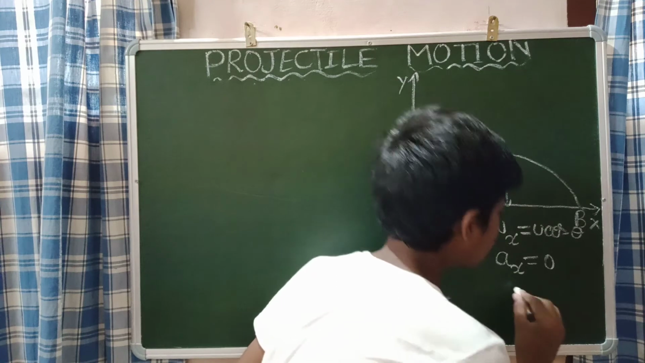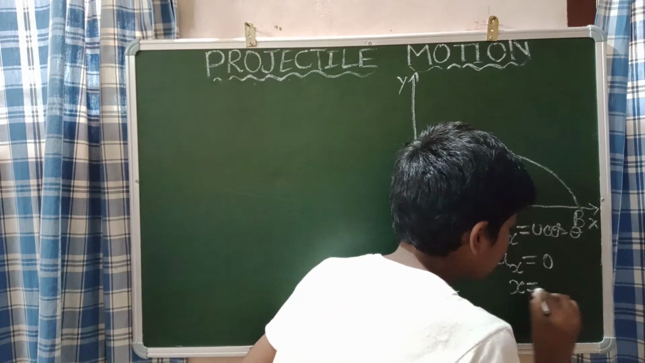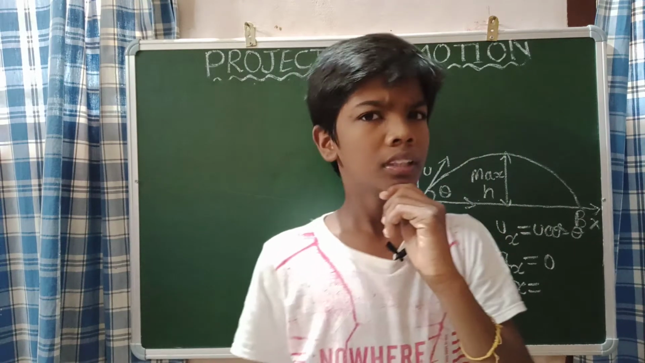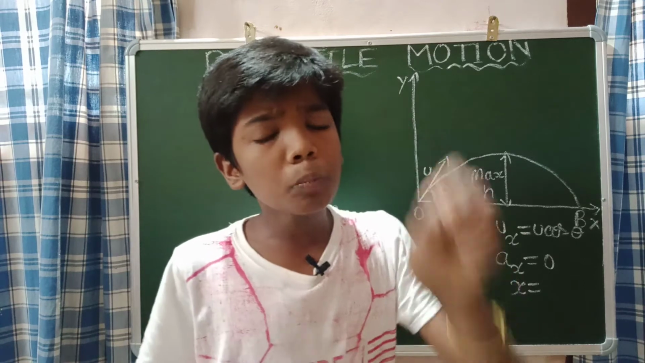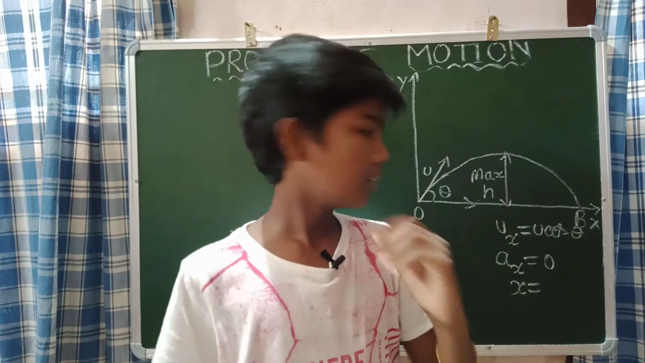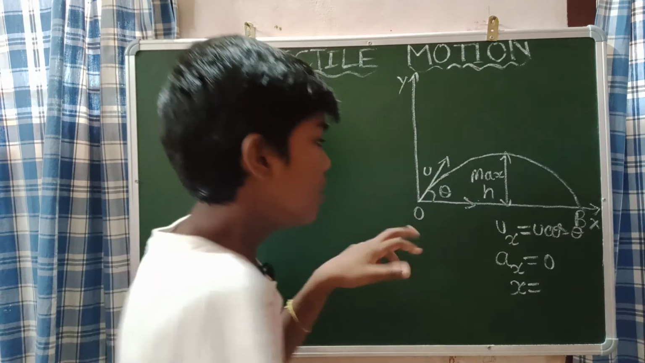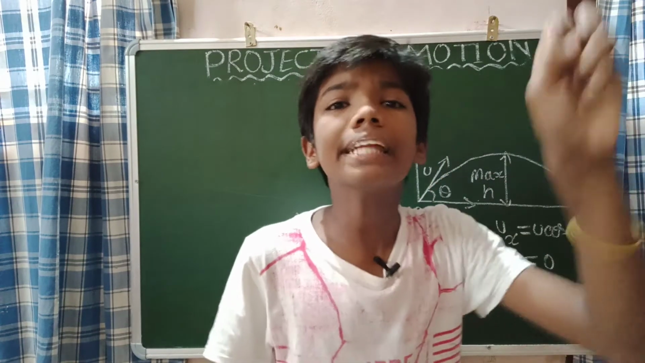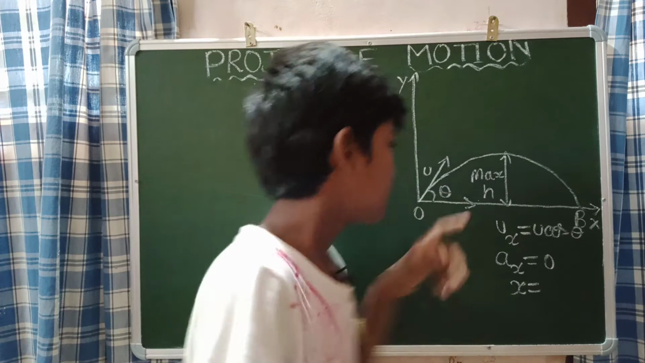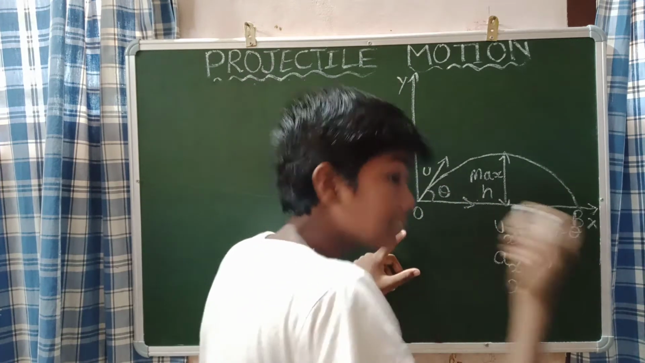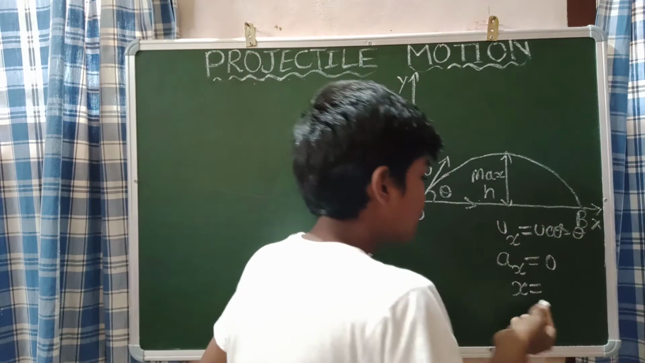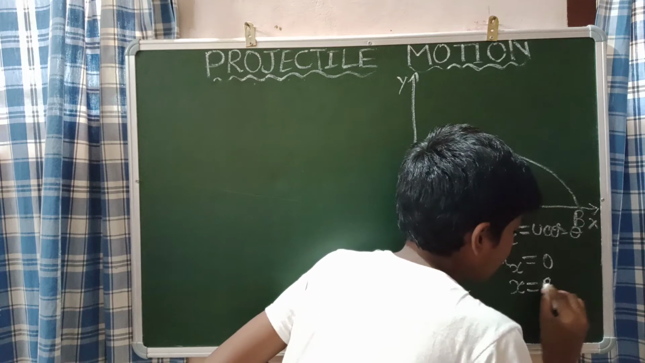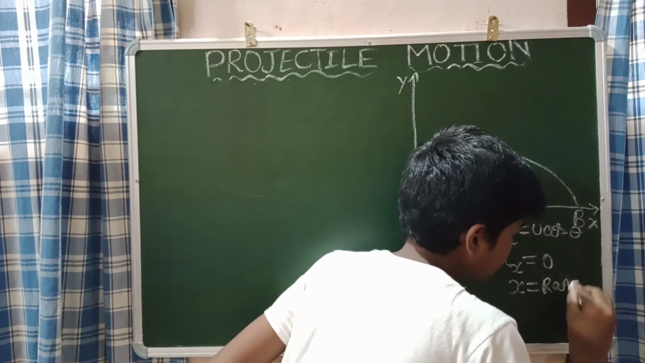Now tell me guys, what will be the x displacement covered by this particle? That means I represent it as x. What is the x displacement covered by this particle? Think well on it. The x displacement covered by this particle will be this range. As I told earlier, the range only is called the x displacement covered by the particle. That means the distance between this O and B represents the range. So we can say that the x displacement covered by the particle will give us the range.